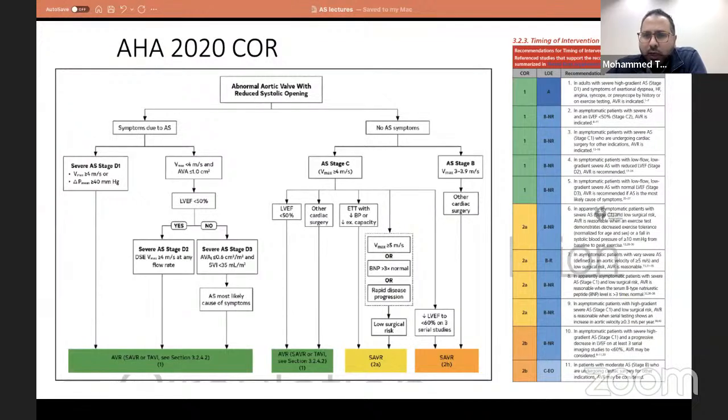Excellent. So another person to answer the next question, which is going to be a little bit more difficult. The question is going to be, what are the indications to operate on a patient with asymptomatic aortic stenosis? When would you guys offer surgery for a patient with asymptomatic aortic stenosis?